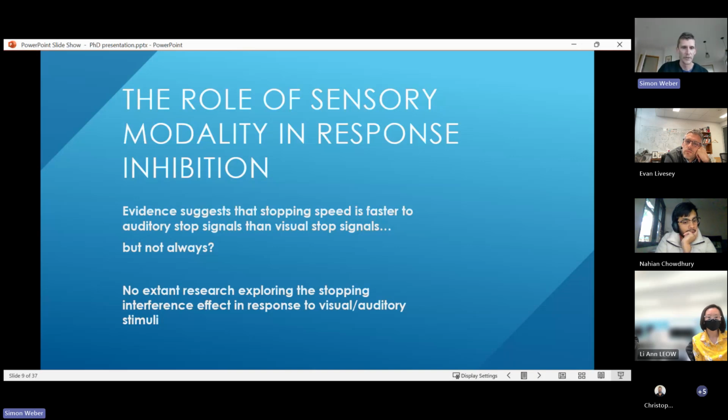And also there was no extant research, to my knowledge, looking at the stopping interference effect, which is that kind of suboptimal motor selective stopping. It's the delay to the ongoing action in response to auditory stimuli.